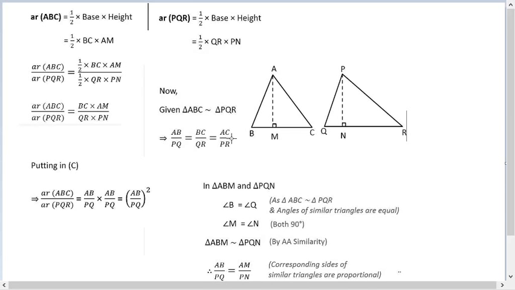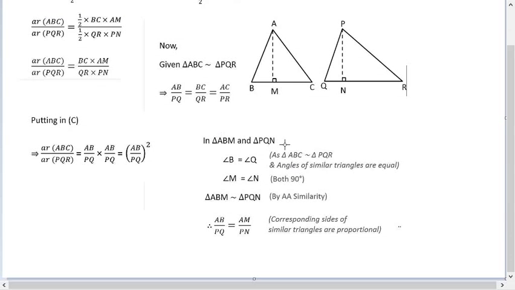ABC and PQR. So BC upon QR will be equal to AB upon PQ, right? Because of the ratio of the corresponding sides. So here we can write AB upon PQ. Now about AM and PN, right? Now consider the two triangles ABM and PQN. ABM and PQN. What happens in that?